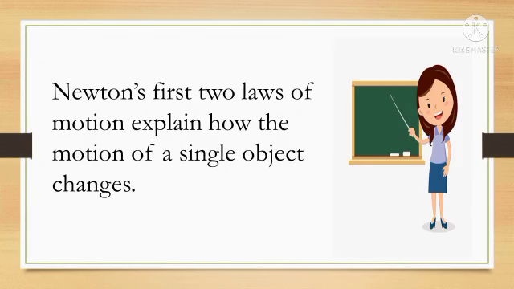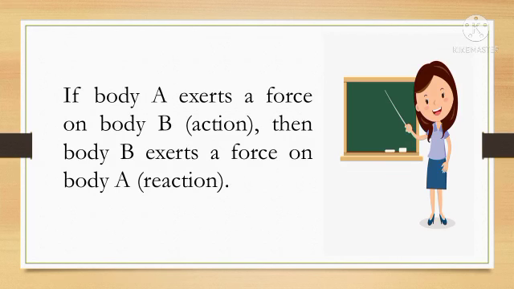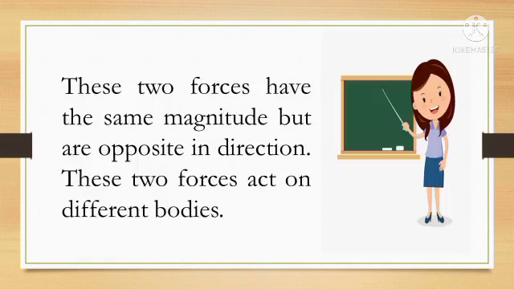Newton's first two laws of motion explain how the motion of a single object changes. However, Newton's third law describes something else that happens when one object exerts a force on another object. If body A exerts a force on body B, then body B exerts a force on body A. According to Newton's third law of motion, forces always act in equal but opposite pairs. These two forces have the same magnitude but are opposite in direction. These two forces act on different bodies.